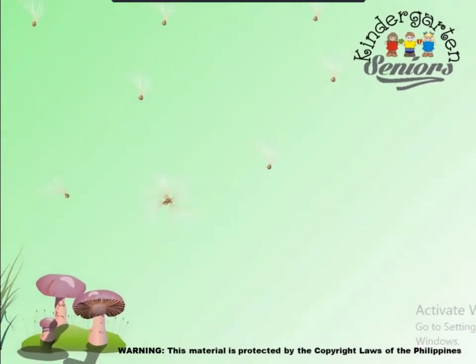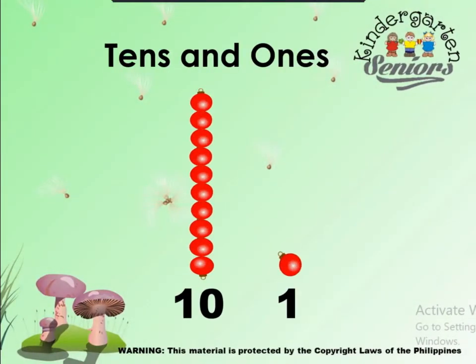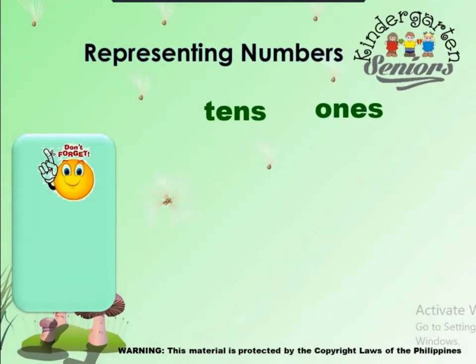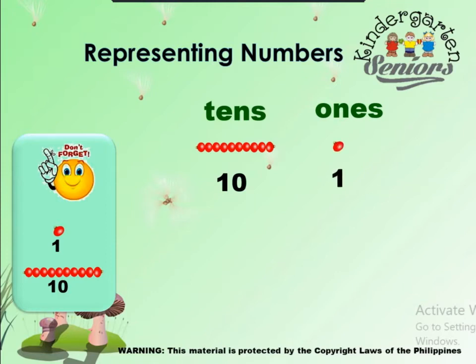All right. Now let us combine our ones and tens. So we have one ball and we have 10 balls together, attached together to make 1 ten long. So when you see a long line of ones, that's 10. So let us proceed on representing numbers. So we have here, remember, the ones and the tens. So if I have 1 ten, okay, that's 10, right? And 1 one. So putting them together, we have 11, right?